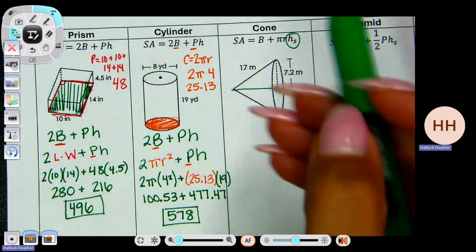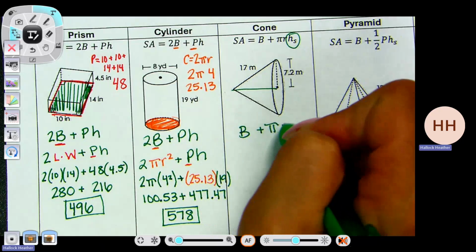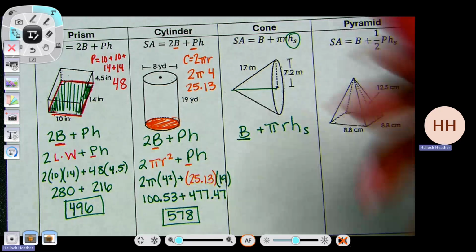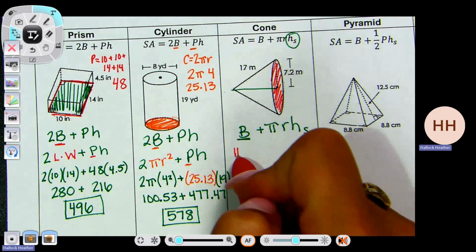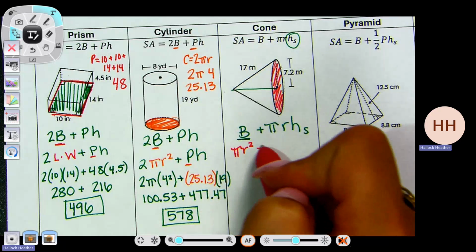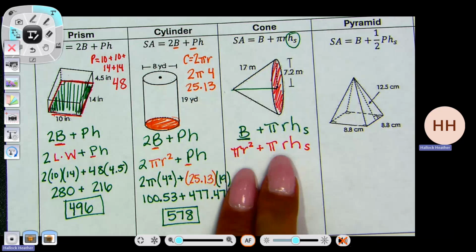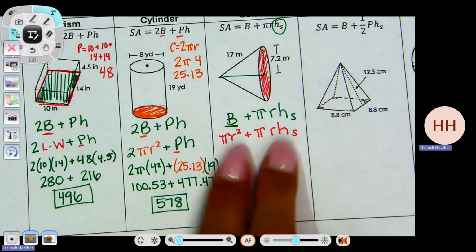Okay, so we're going to use this formula. Big B needs to change every single time. So what's big B going to change to? Pi r squared, because we still have a circle as our base. So pi r squared, then we have pi, and we have r, then we have s. And you're like, whoa, double pi. That's okay. So what's my radius that I'm going to plug in for both of these r's?